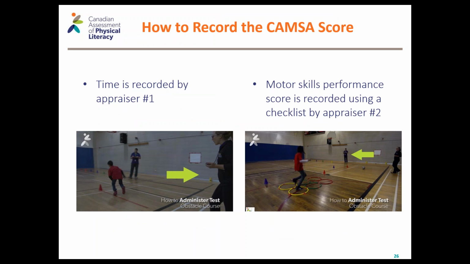To record CAMSA, you'll need 2 appraisers for this protocol. One appraiser records the time while the child runs through the assessment, and the other appraiser scores everything using a checklist. The person timing, the first appraiser, will also set up cues for the child while they go through the protocol. That way it's not a memory exercise, it's about whether they can actually do the skills. Again, I'll talk about this in the next webinar, but this gives you a sense of what it looks like.